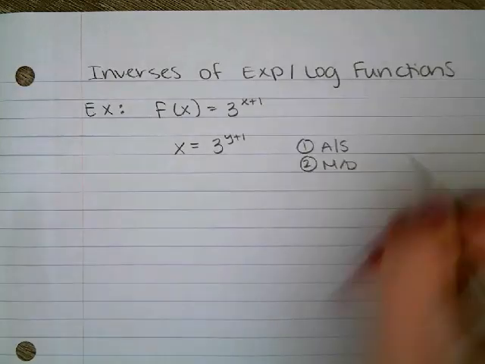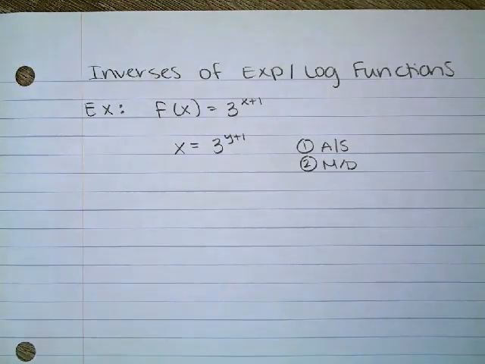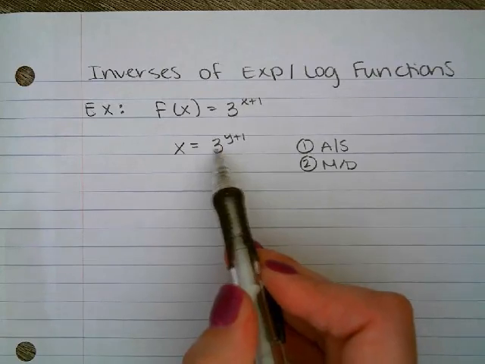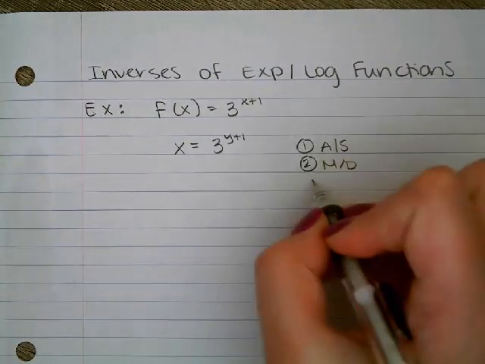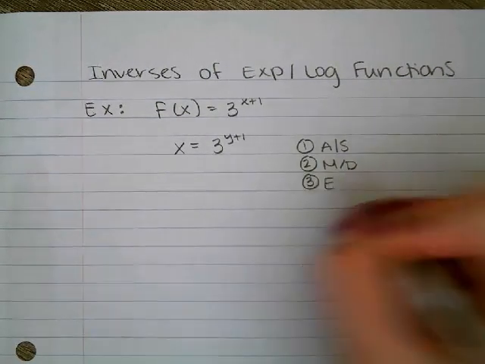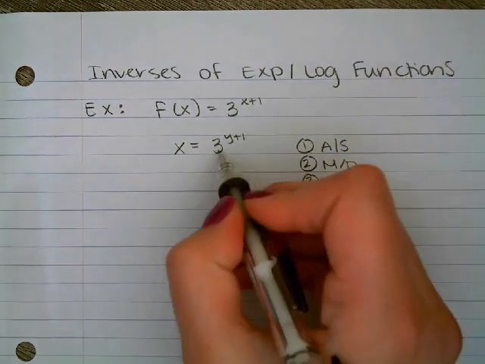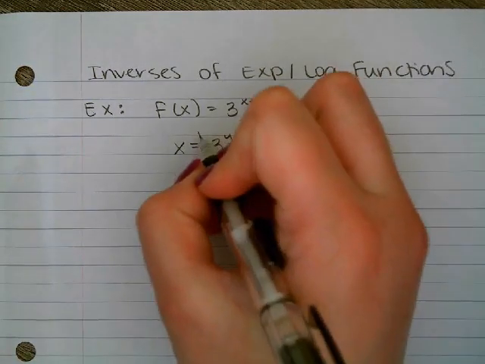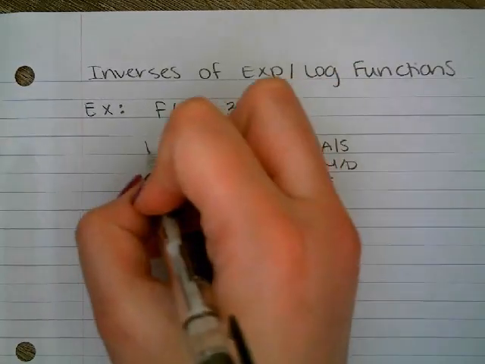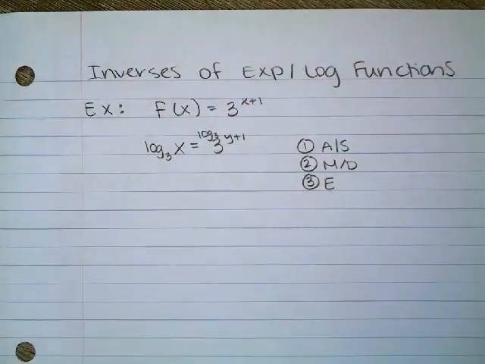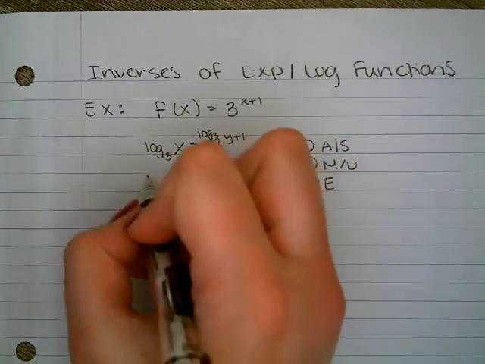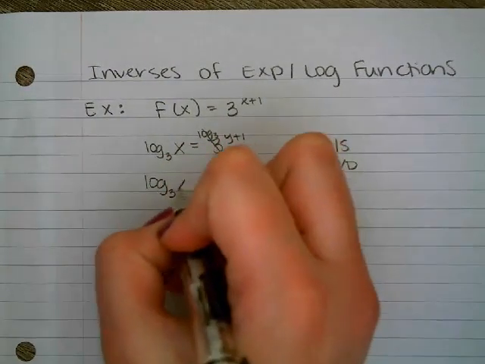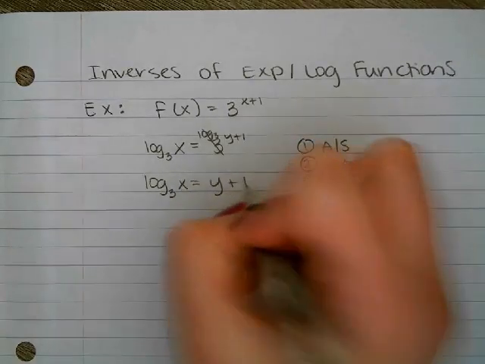Next, I'm going to see if there's anything I could multiply or divide to the other side. A lot of students would try to divide by 3, but this is a base of an exponent, so I can't get rid of it by dividing. The next step has to do with exponents. This is a base of an exponent, so the way that I get rid of it is I log base 3. That is how we do the inverse of the base of an exponent. So log base 3 cancels out the base of 3, and then I have log base 3 of x equals y plus 1.